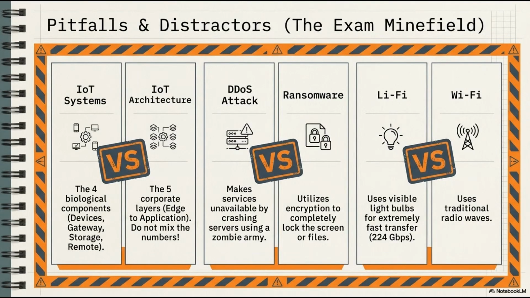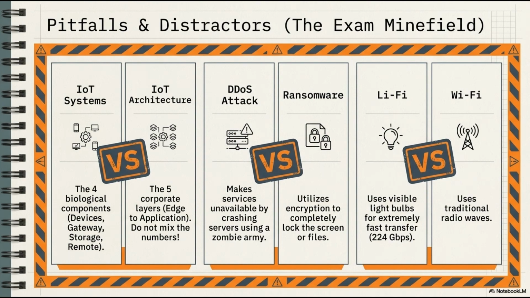So step 1, use Censys to scan public IP ranges for exposed traffic controllers. Then in step 3, use BeStorm to fuzz those controllers to see if they crash and just turn all the lights green. Terrifying, but accurate. Almost done. Moving to slide 12. Pitfalls and distractors, the exam minefield.